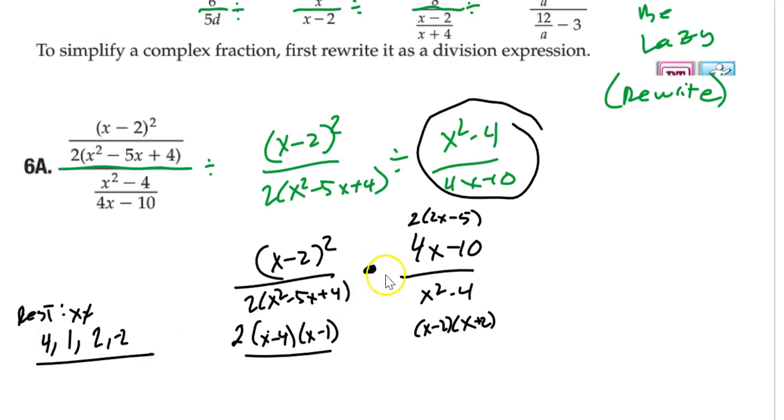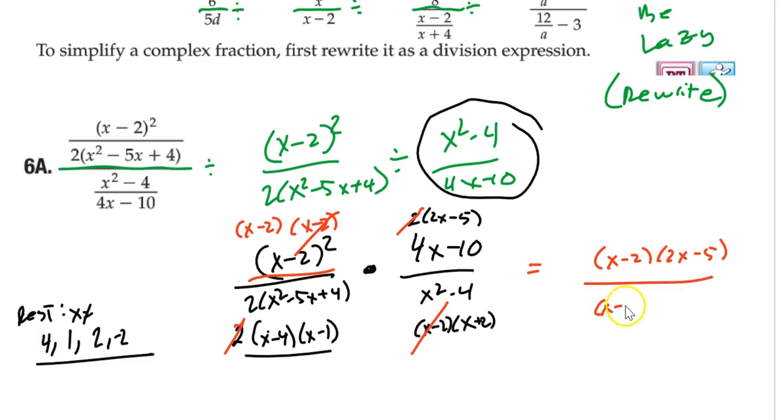Let's cancel stuff out. Now remember, this is x minus 2 squared, so that's like saying x minus 2, x minus 2. There's 2 of them there. And one of them gets to cancel out. The 2's cancel out. And that is about it. I'm left with x minus 2, 2x minus 5, x minus 4, x minus 1, x plus 2. And there you go. That's how you do it. Let's look at a couple more, and then we're done.